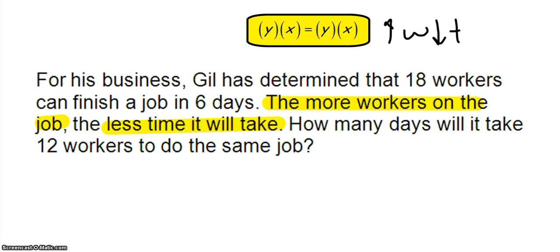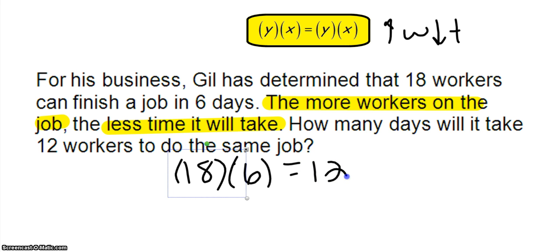Alright, so I'm starting out with 18 workers, and it takes them 6 days. Since I know this is inverse, I'm going to have 12 workers, and then I'm going to have their time. I'm going to call that t. Let's be honest about this. We are looking for a number that's more than 6, because I decreased my workers. So I decreased workers, which means my time has to increase.